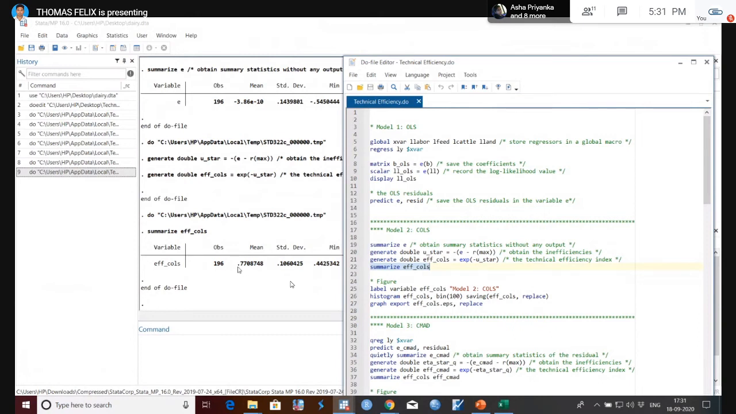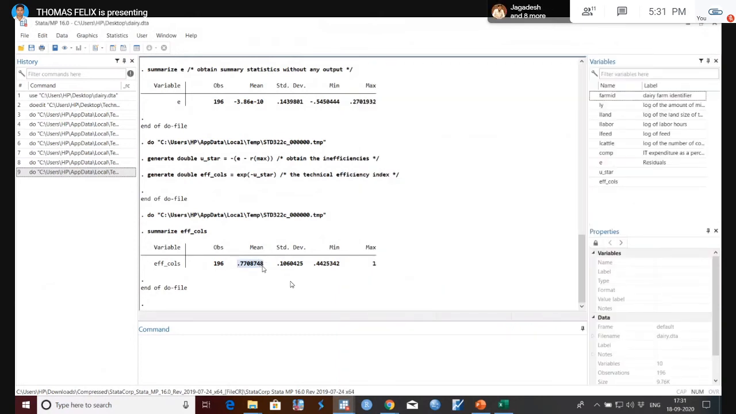So what is it meaning? So 0.77. For all the farmers, the mean efficiency of the cattle farmers is 0.77. So they have an efficiency level of 0.77. The remaining farmers, about 23% of the farmers, are inefficient. So the maximum efficiency is 1.